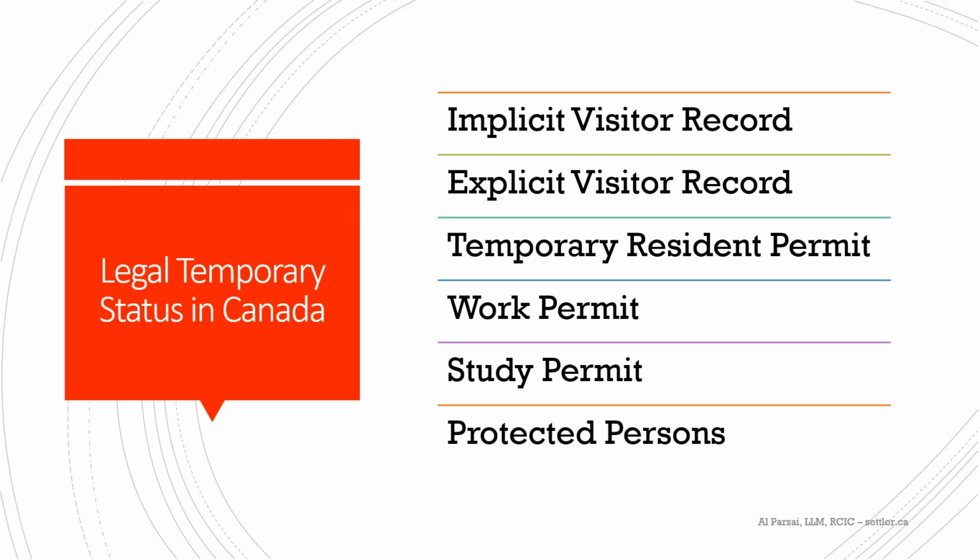But sometimes you receive an explicit visitor record, and this simply means that at the port of entry or while you are inside Canada, an immigration officer or a border services officer issues a piece of paper that reads visitor record and clearly tells you for how long you can be a visitor in Canada. Whether you have received an implicit visitor record or an explicit visitor record, as long as your visitor record is valid, you have valid temporary status in Canada.